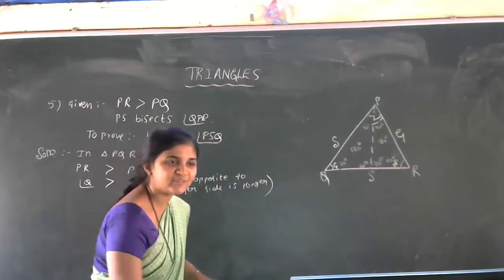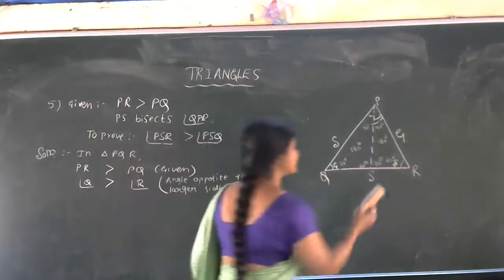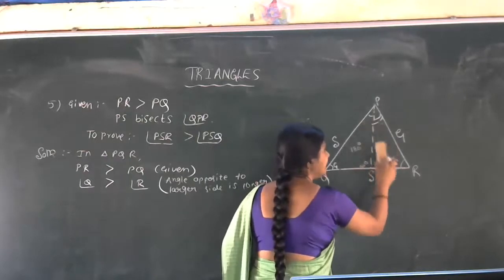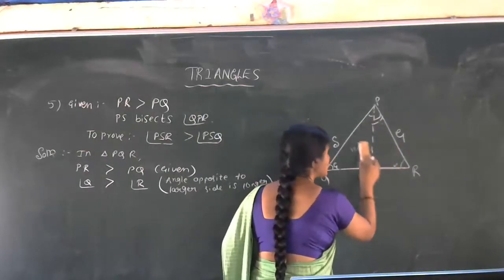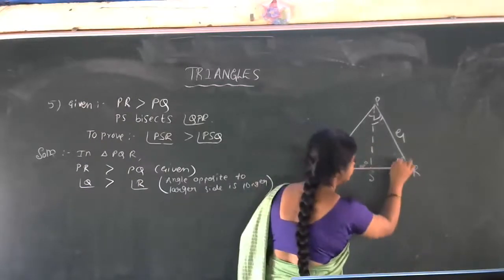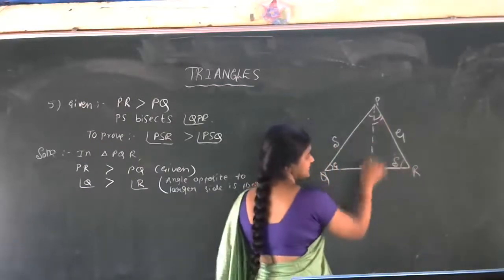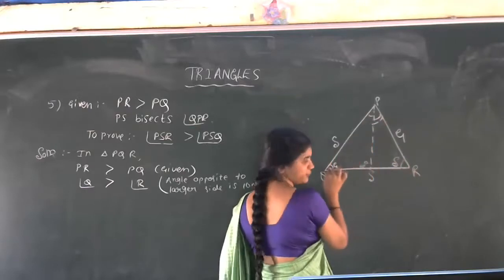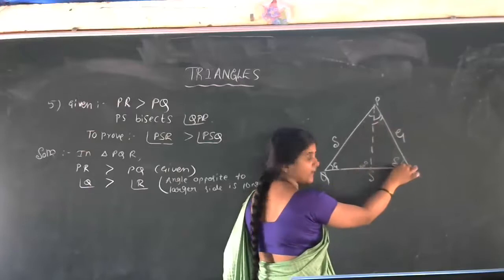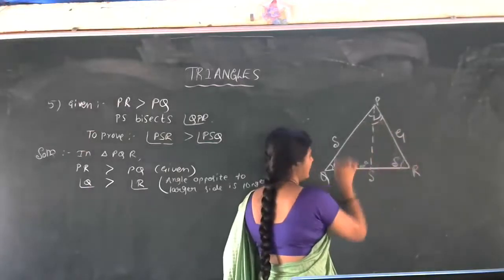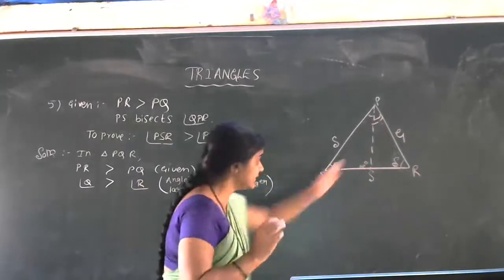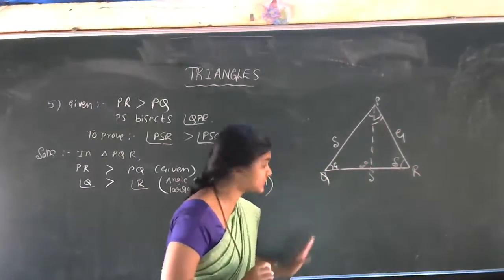This is the same trick we use. Or you can use the exterior angle of a triangle property. Exterior angle means this angle is equal to the sum of these two angles. Next, this angle is equal to the sum of these two angles. These two angles are equal, this is greater, this is smaller, so this PSR is greater than PSQ, no?